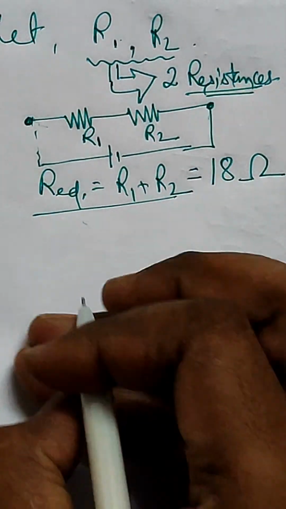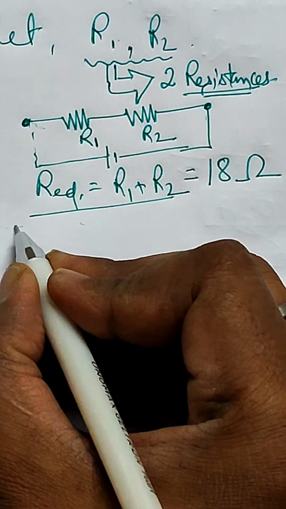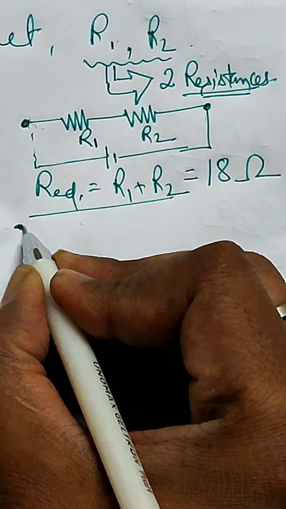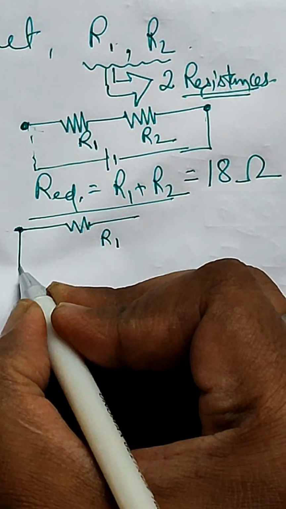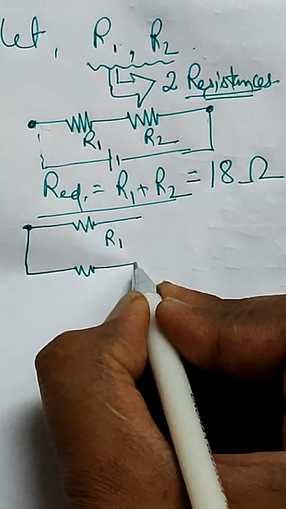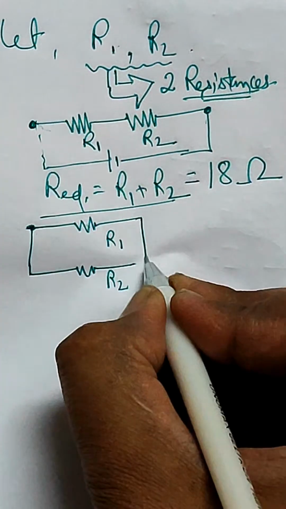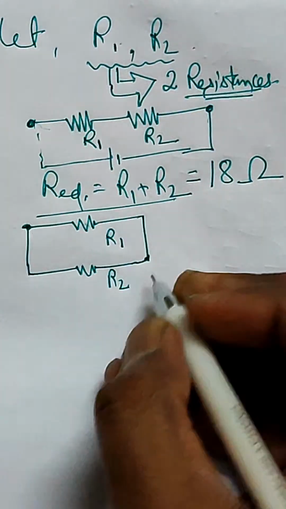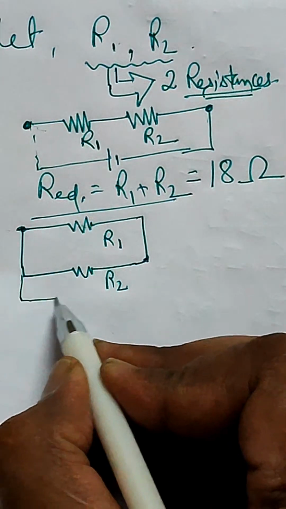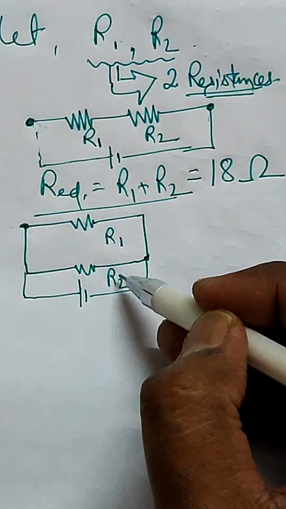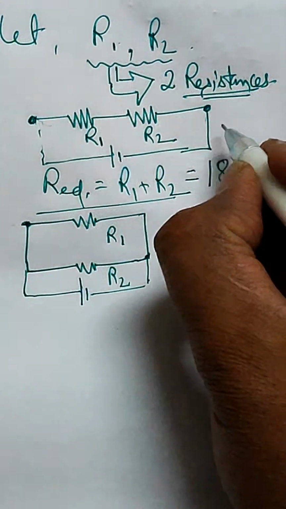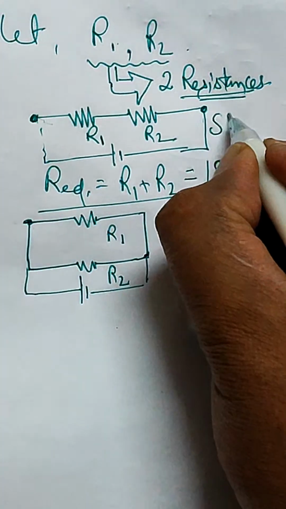4 ohm. So if the same resistances are connected in parallel, let's say this is R1 and this is connected in parallel with R2, and let's say there is some power source or voltage source. So what will be the equivalent resistance? First of all, let me write it over here.